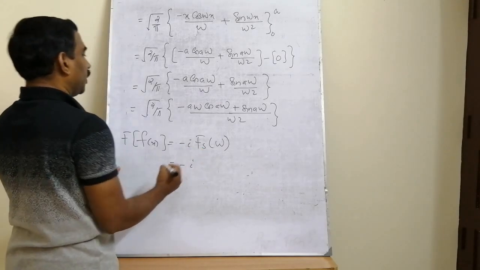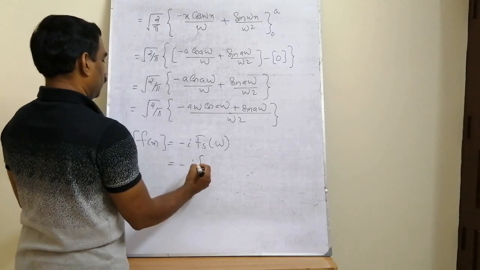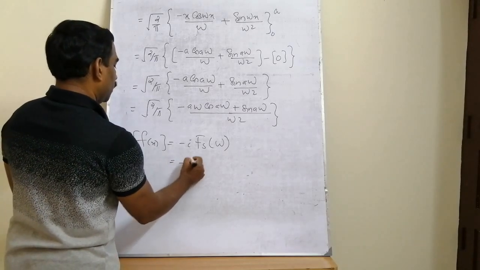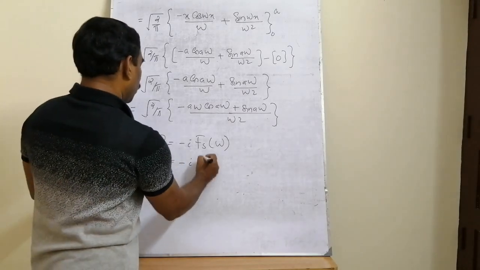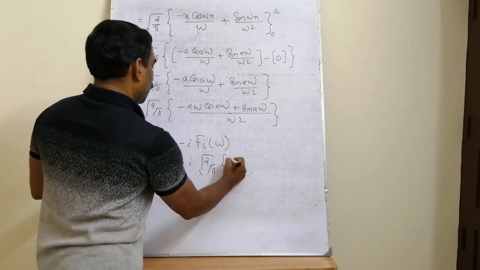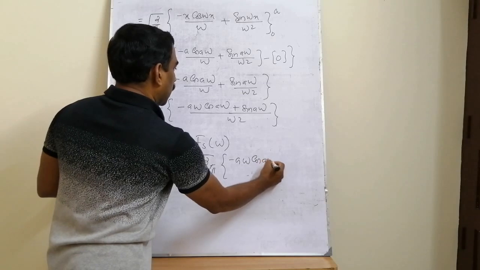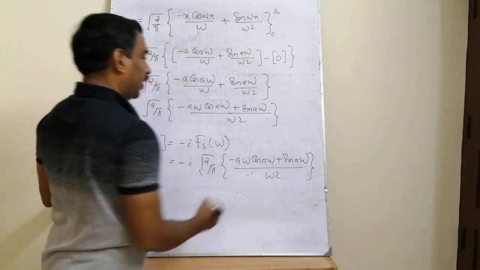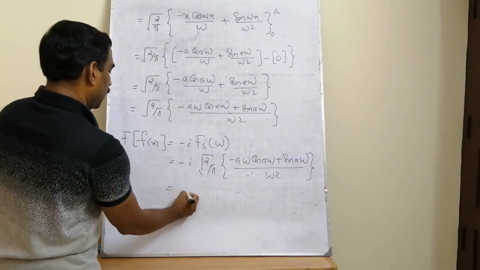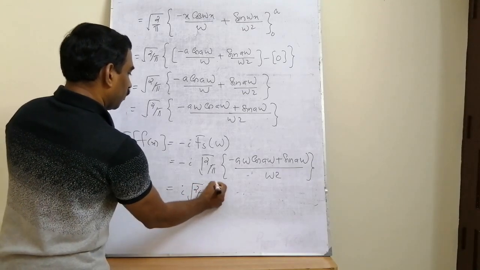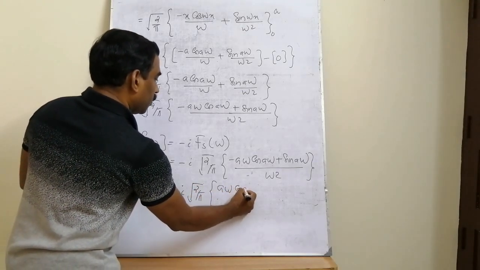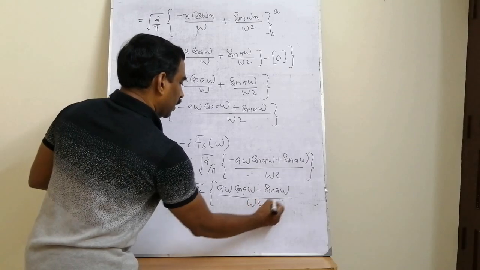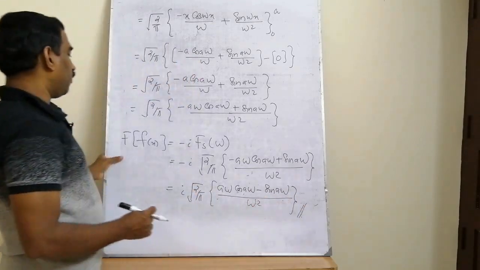That is equal to minus i into square root of 2 by pi, minus a omega cos a omega plus sin a omega, the whole divided by omega square, or we can multiply with this minus 1 and the final answer will be i into square root of 2 by pi, a omega cos a omega minus sin a omega, the whole divided by omega square. So this is the required Fourier transform.